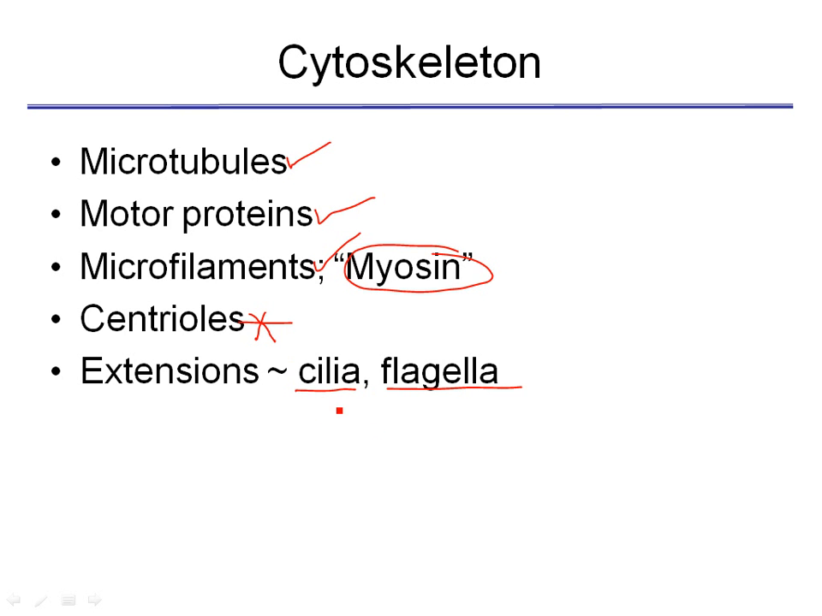Cilia are the hair-like extensions, not microvilli. Hair-like extensions that beat in a wave-like motion to propel liquids and fluids and mucus. Flagella have tails on them, and they allow a cell to swim.